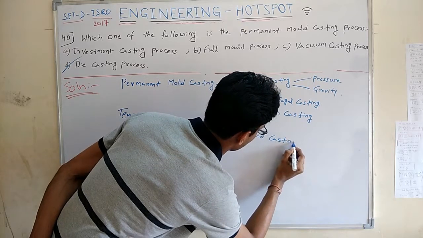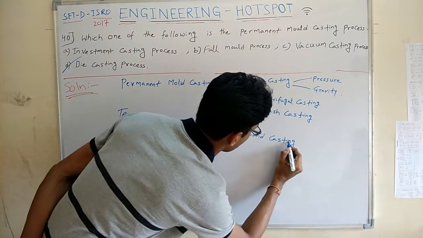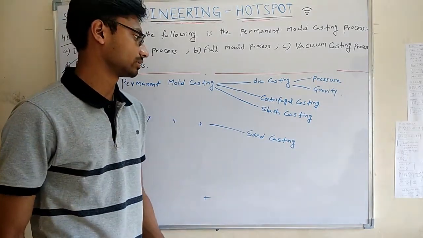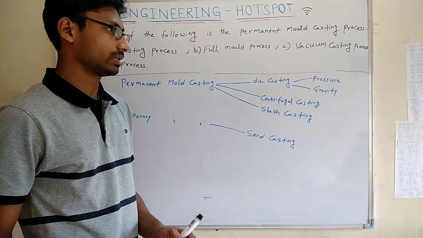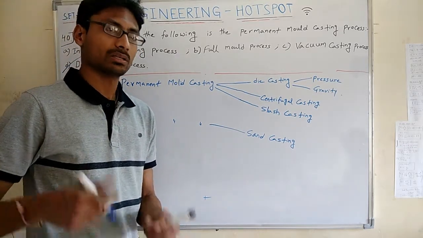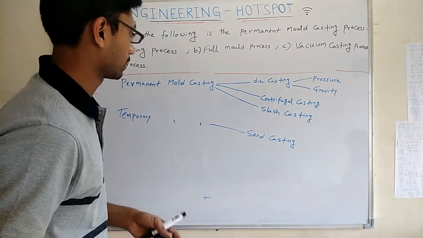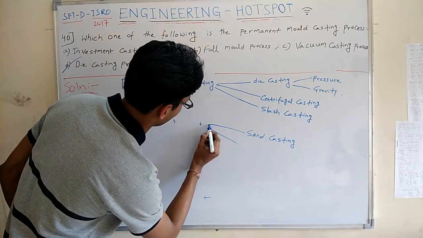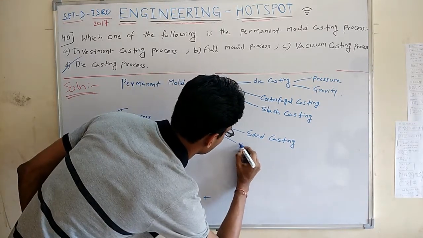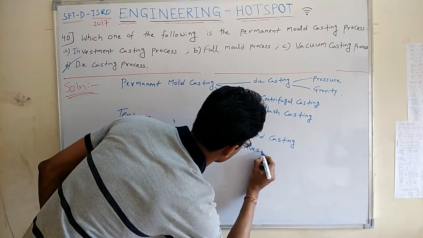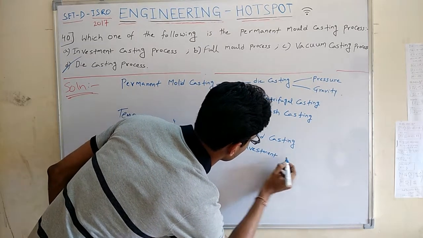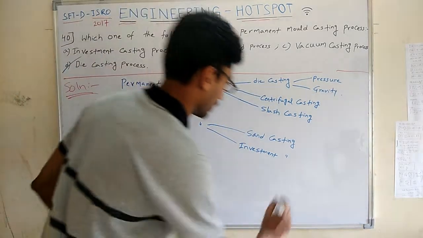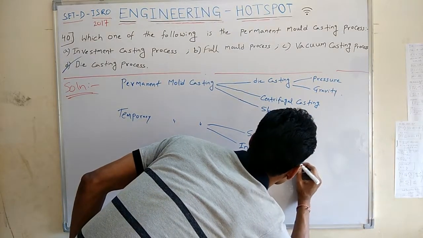In sand casting, after we achieve the product, we will break the mold. It is again converted into sand, and then again we have to make the mold. So it's not a permanent type. Then one more is investment casting. In investment casting also, the mold is temporary type. Here we use the pattern as wax.